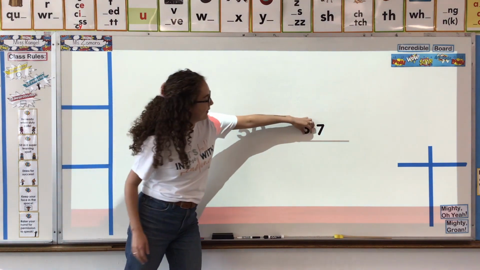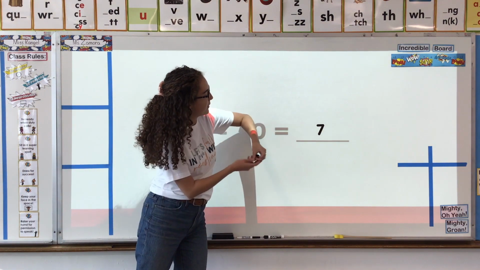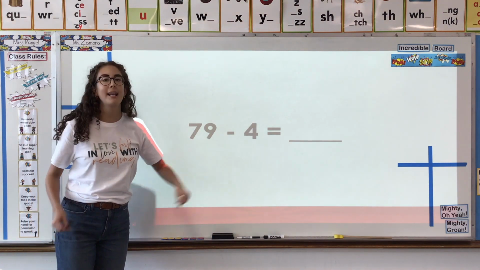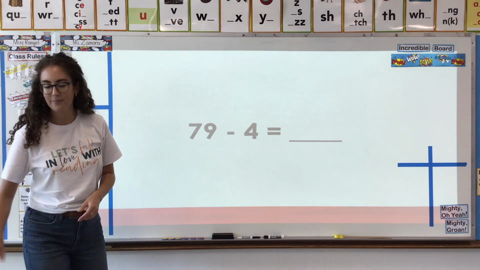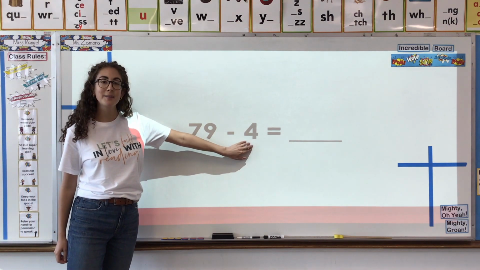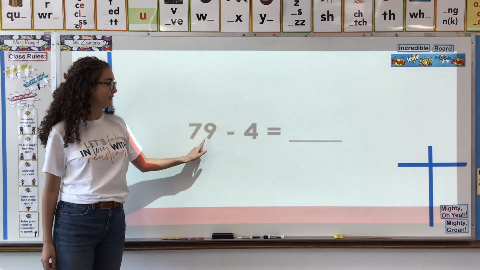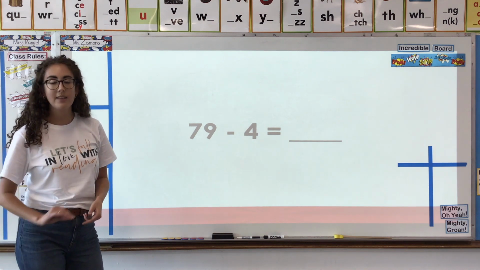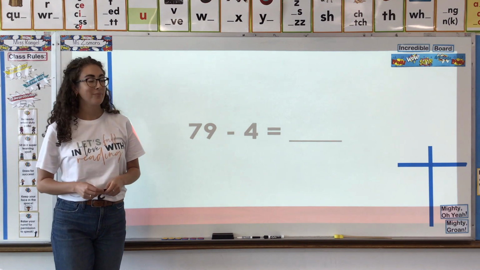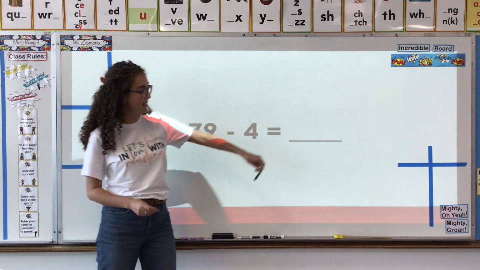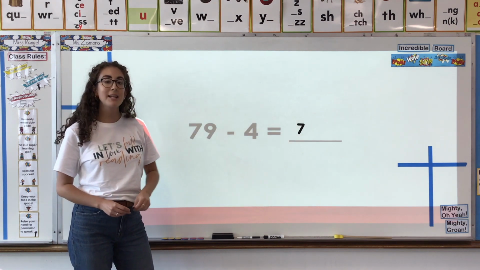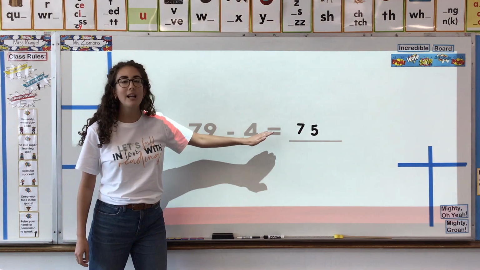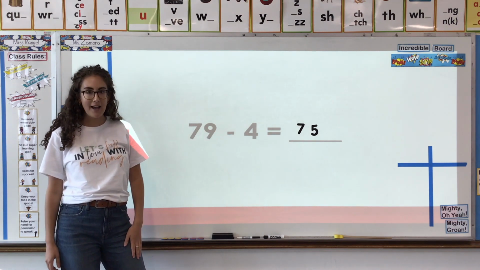Okay, are we getting back in it? Here's another one. Okay, this one. 79 minus 4. What are we taking away? 4 ones. So we're going to take it away from the 9. And this is, we still have our 70, but then 9 minus 4 is 5. So 79 minus 4 equals 75.